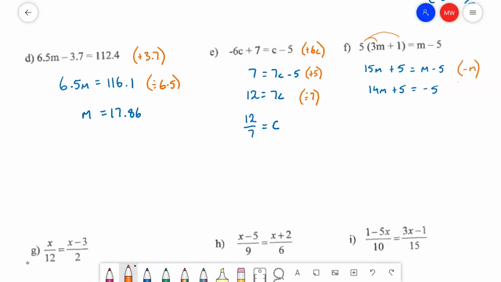I'll target the positive 5 next by taking 5 from both sides. All I've got left is 14m's. And then this side I've got minus 10. Now I'll get rid of the 14. It's telling me to times by 14. So I'm going to divide by 14. All I've got left on the left is m. And on the right I've got minus 10 over 14. That fraction can be simplified, so we'll simplify it. Minus 5 over 7 is the final answer.